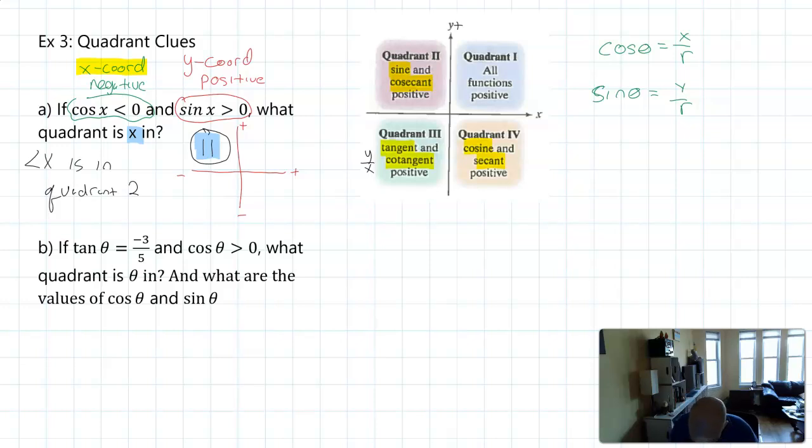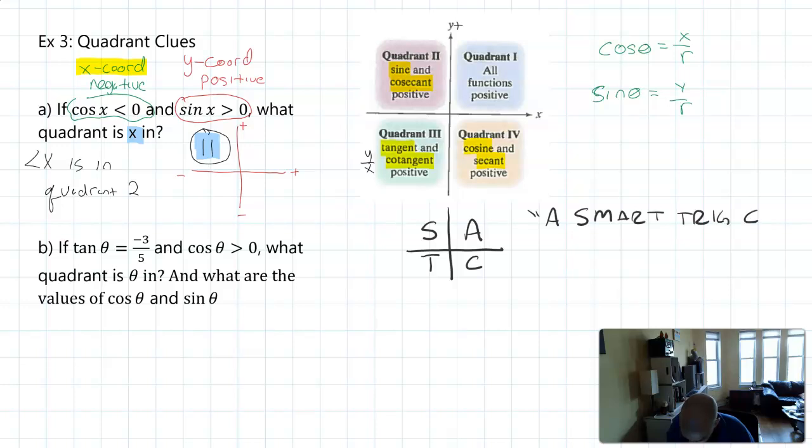Sometimes this chart is abbreviated further into just the letters A, S, T, C, which I've heard stand for A Smart Trig Class. Or All Students Take Calculus. There's a number of different mnemonics, or you can make up your own, whatever helps you remember it the best.